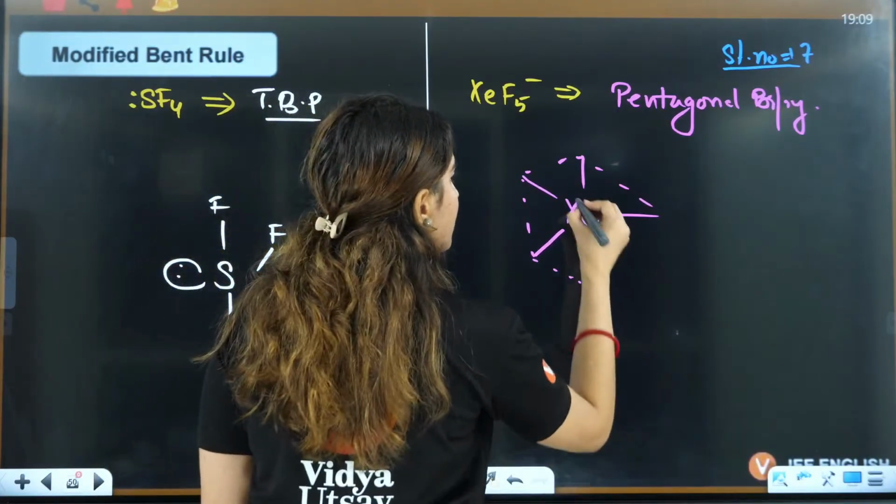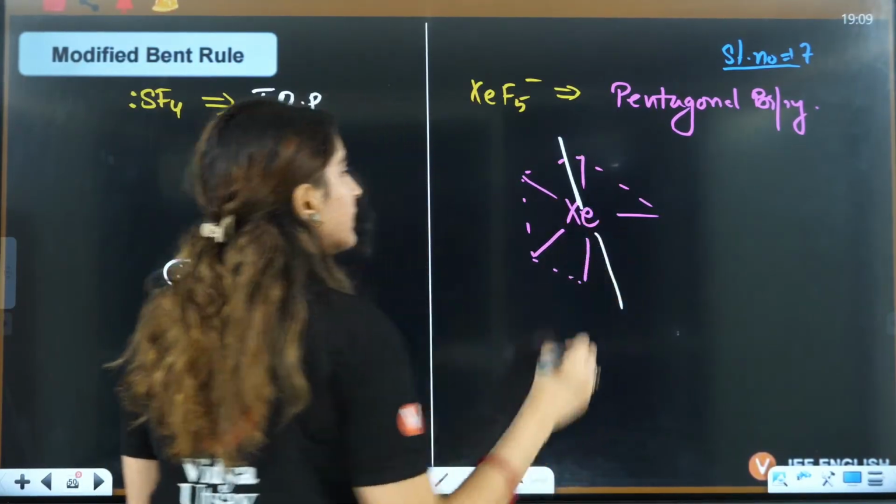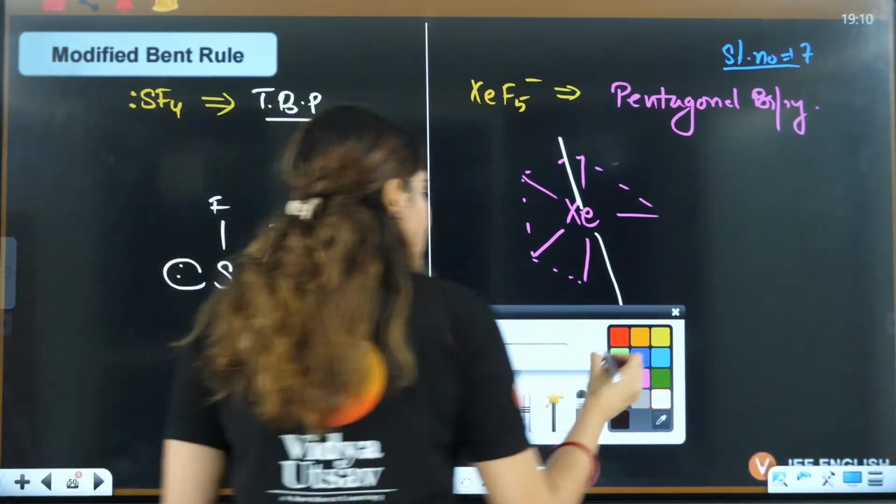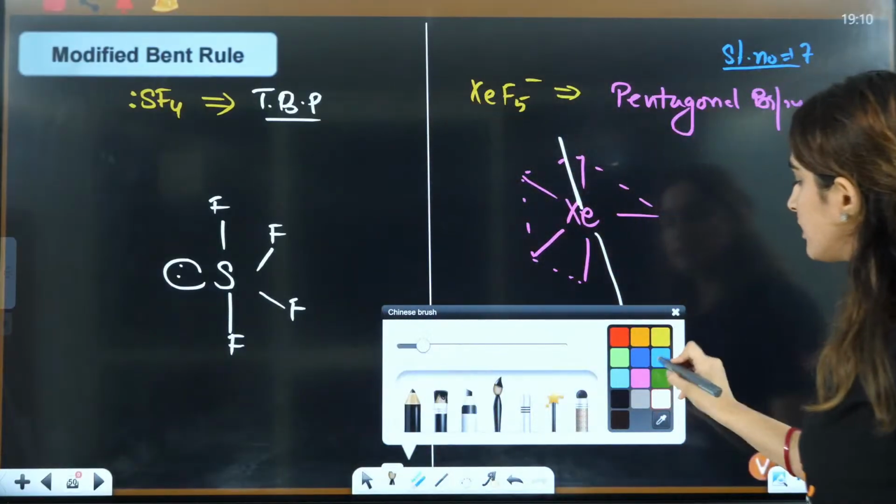And bipyramid means here you will have one axial and one axial. Okay, it can exist like that. Now where should you place the lone pair?